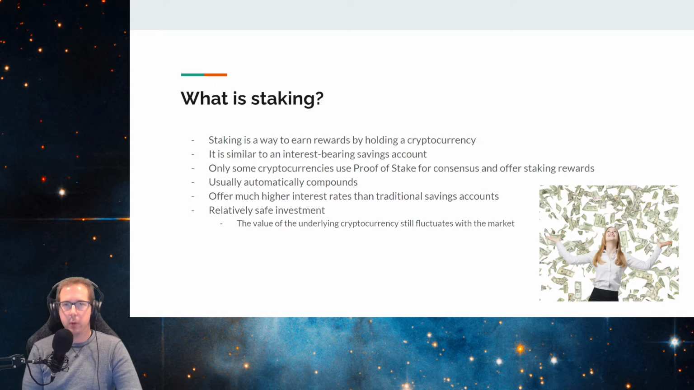Only some cryptocurrencies offer this, and instead of using proof of work as the consensus, like Bitcoin, these use proof of stake. So you get rewarded for holding crypto. It usually automatically compounds, so it's described as an APY, annual percentage yield. They offer much higher interest rates than traditional savings accounts.